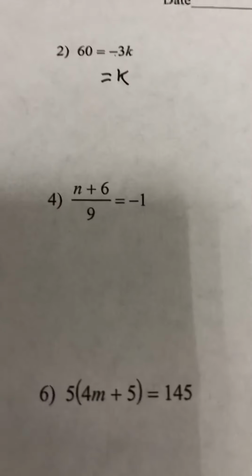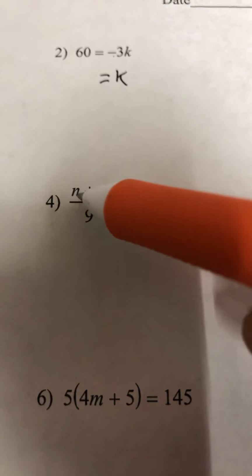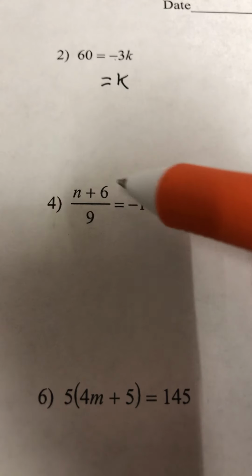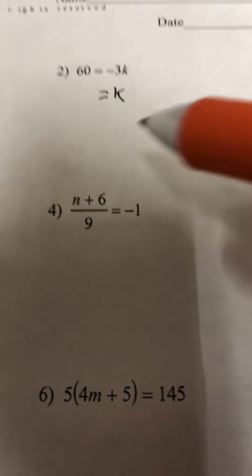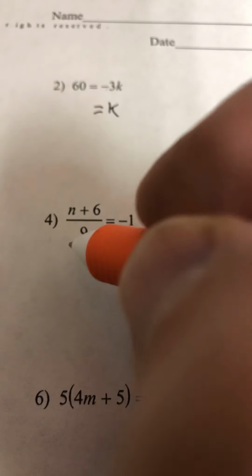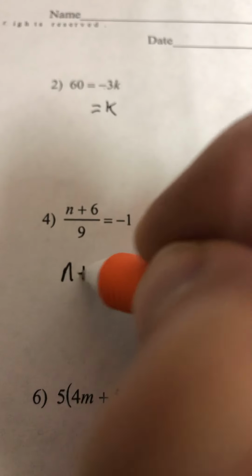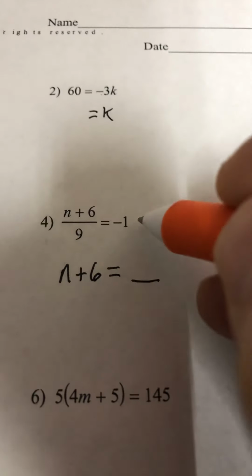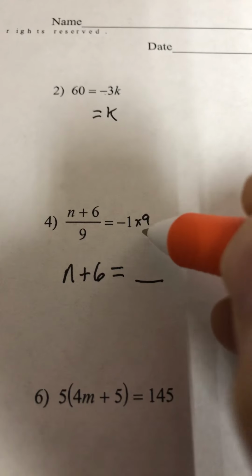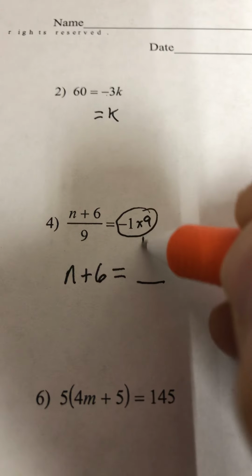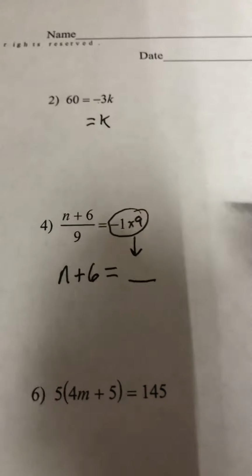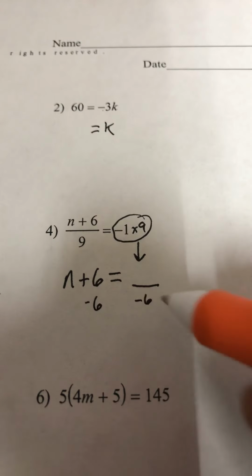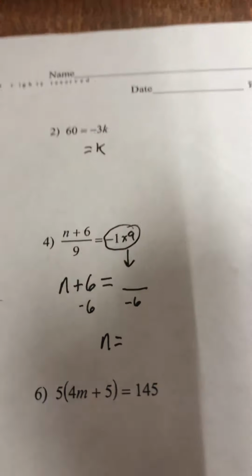Okay, for number four, this is n plus 6 divided by 9. I have to multiply both sides by 9 in order to get this by itself. So when I do that, I'm going to end up with n plus 6 equals whatever this times 9 is, okay? So -1 times 9 is going to go there. Then whatever that answer is, you're going to subtract 6. Subtract 6 from both sides, and that will give you what n equals.